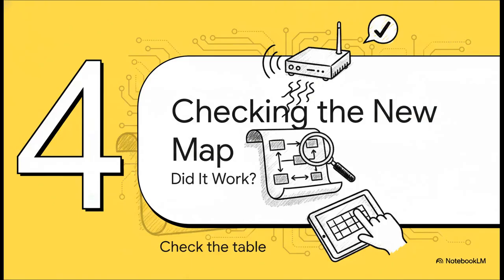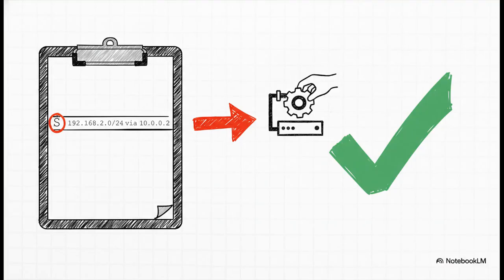So we've typed in the command, we've hit enter. What happens now? Well, the router takes our instruction and immediately adds it to its internal map, what we call its routing table. And now we can actually go in and check that table to see our handiwork. And boom, this is what we'd see. See that little S at the beginning? That's our proof. It stands for static, confirming that we're the ones who added it manually. And the rest is crystal clear. To reach the 192.168.2.0 network, send the traffic via our next hop, 10.0.0.2.